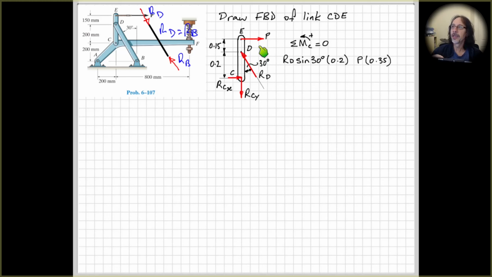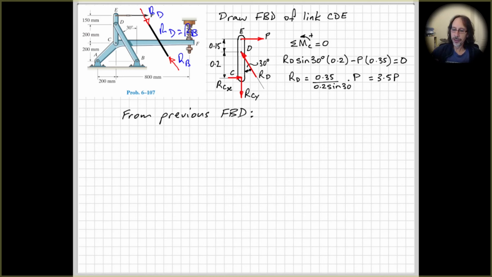Then looking at the moment that the force P generates, the perpendicular distance is 0.15 plus 0.2, which is 0.35, tending to rotate clockwise, so therefore negative, and all of that is equal to 0. Rearranging that, doing some algebra, we get RD is equal to 3.5P.